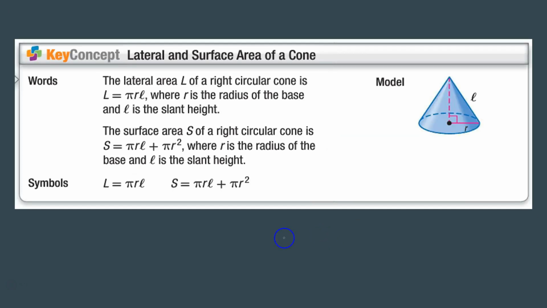Lateral and surface area of a cone. The lateral area L of a right circular cone is L equals pi times R times L, where R is the radius of the base and L is the slant height. The surface area S of a right circular cone is S equals pi times R times L plus pi times R squared, where R is the radius of the base and L is the slant height. So this is just simply putting everything we have together. And that's it.